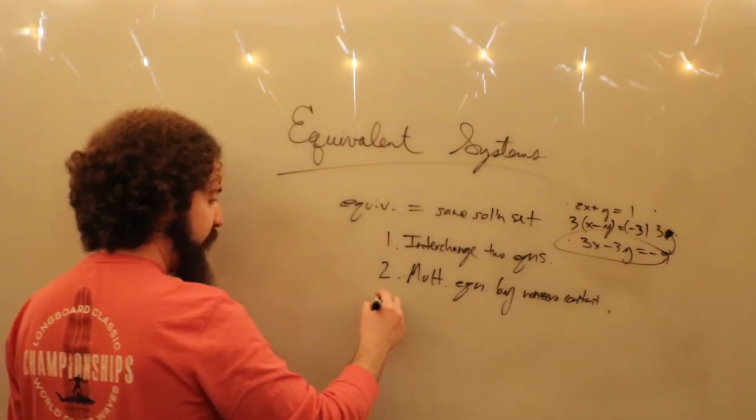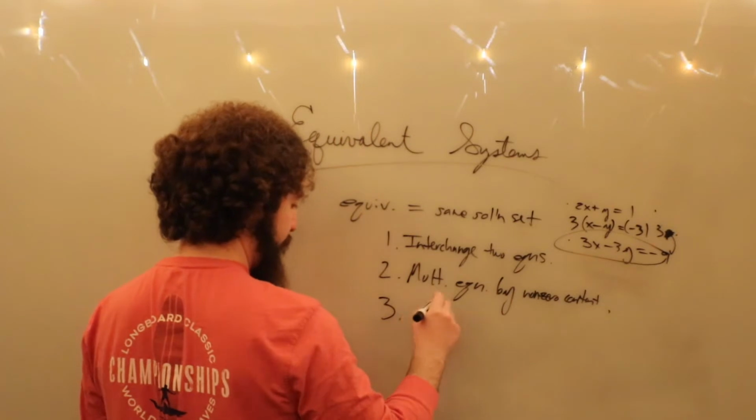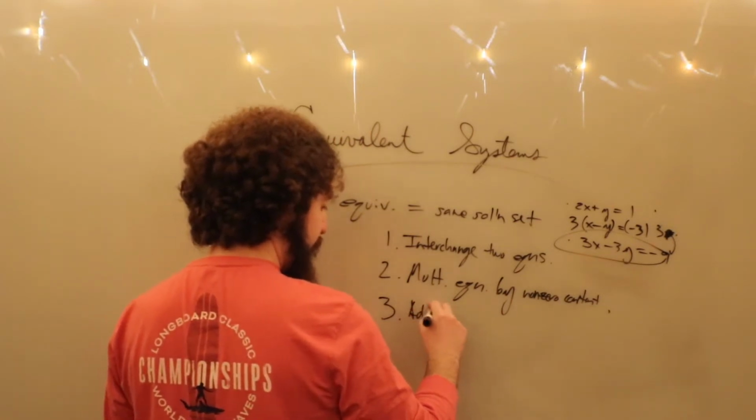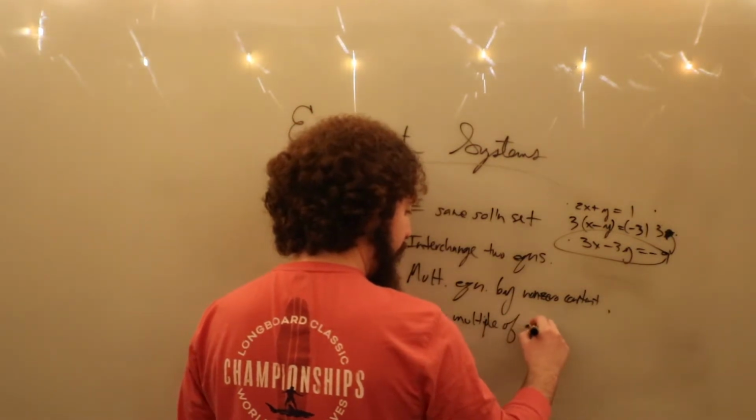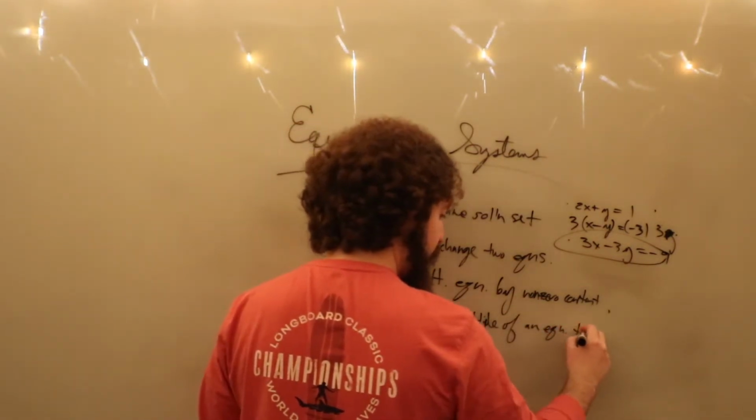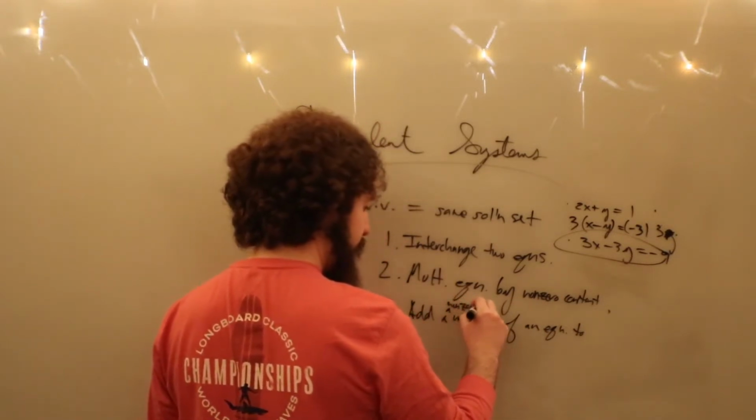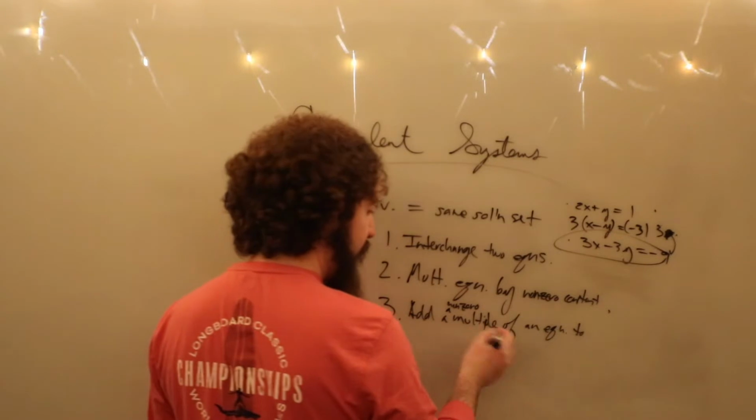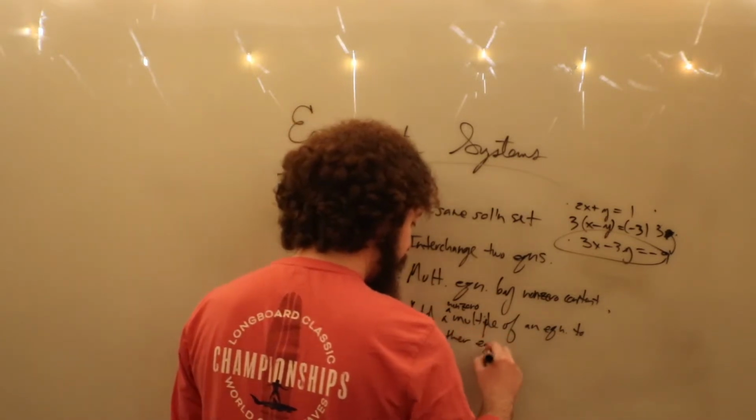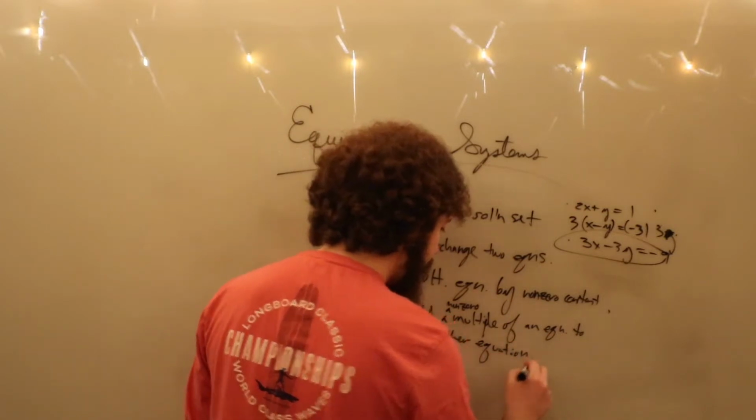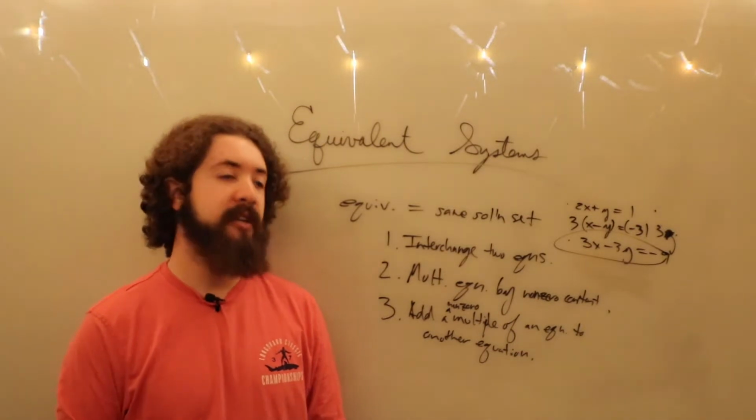Alright, the third thing that we can do, and this is the one that's not as obvious, is that we can add a multiple of an equation to, I should say, a non-zero multiple. Add a non-zero multiple of an equation to another equation. This one, I will do an example in just a second to show you it really is legitimate.